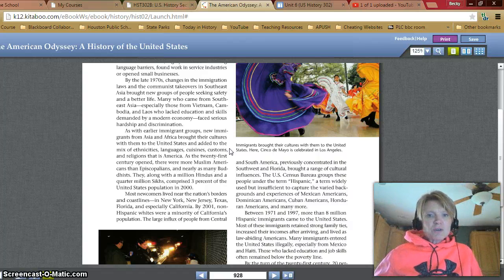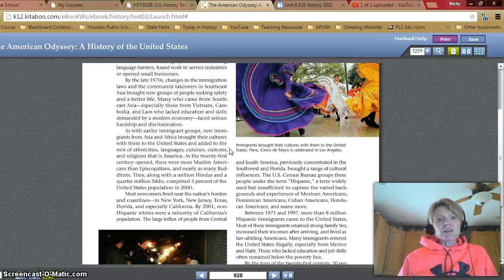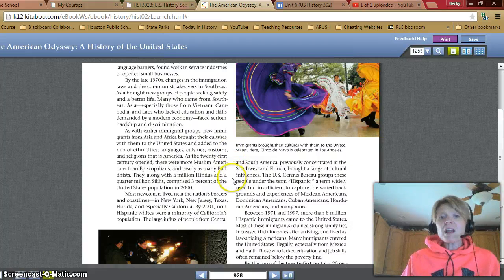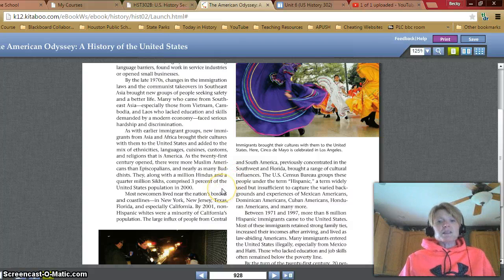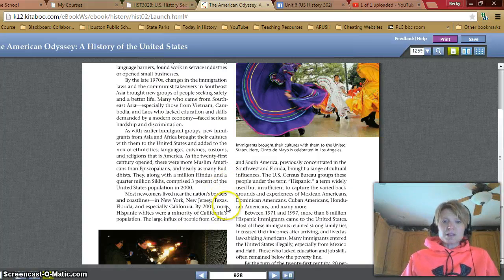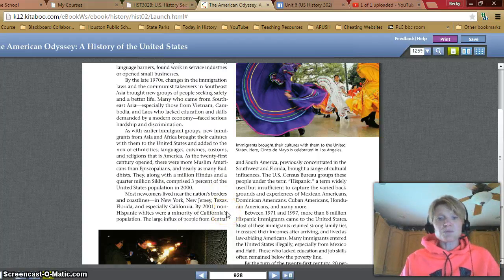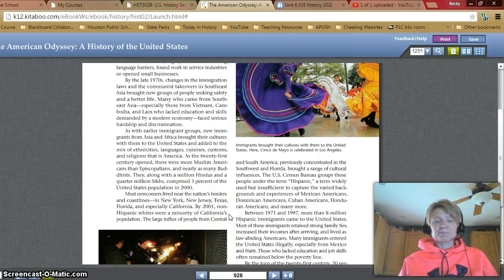As the 21st century opened, there were more Muslim Americans than Episcopalians and nearly as many Buddhists. They, along with 1 million Hindus and 250,000 Sikhs, comprise 3% of the United States population in 2000. Most newcomers live near the nation's borders and coastlines in New York, New Jersey, Texas, Florida, and especially California. By 2001, non-Hispanic whites were a minority of California's population.